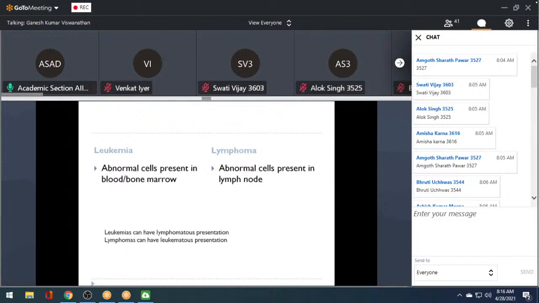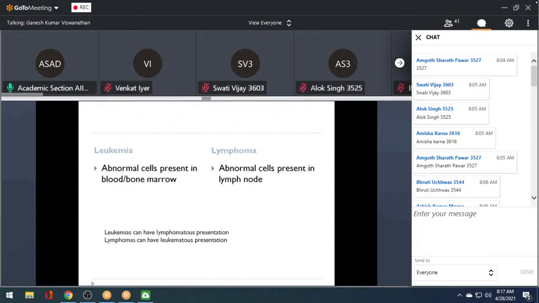Whereas in leukemia, all these abnormal cells are seen in the peripheral blood. So you have leukocytosis. And when you examine a peripheral smear or a bone marrow under the microscope, you see a lot of these abnormal cells. So this refers to the type of presentation.